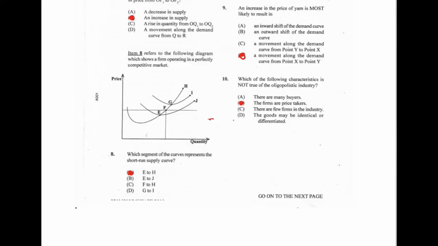Item 8 says, which segment of the curves represents the short run supply curve? And that would be from E to H.